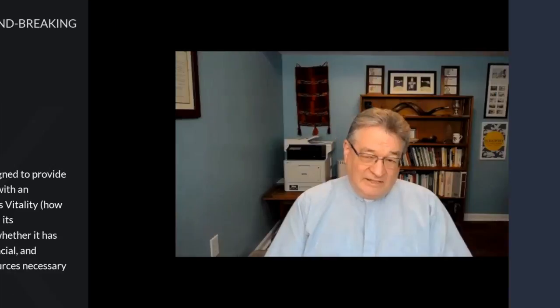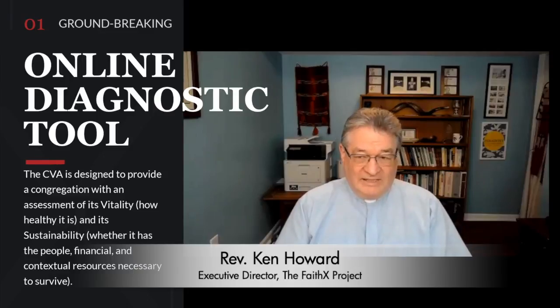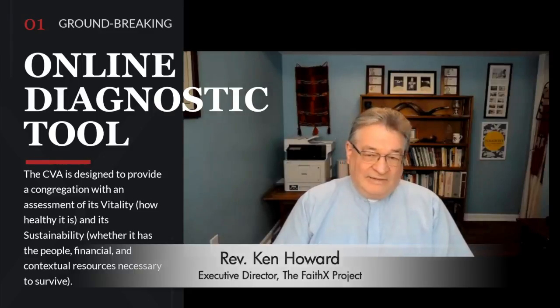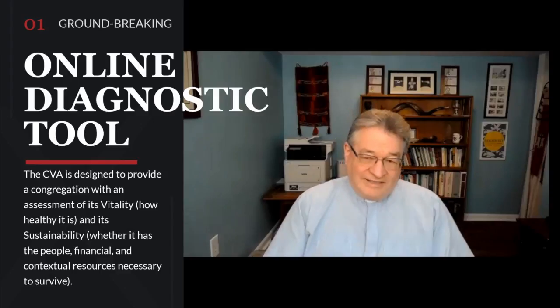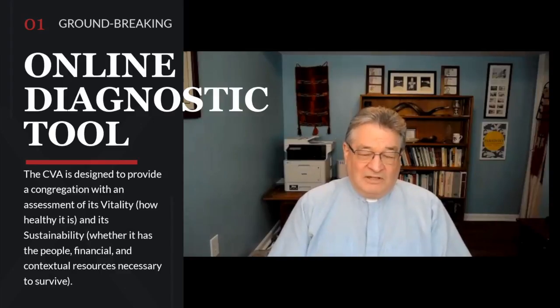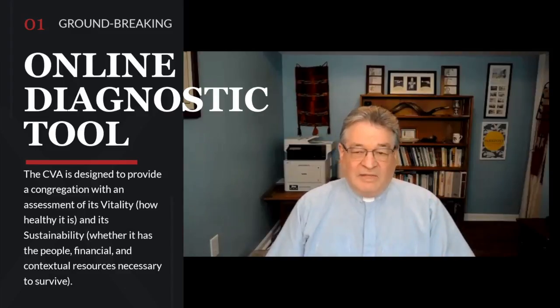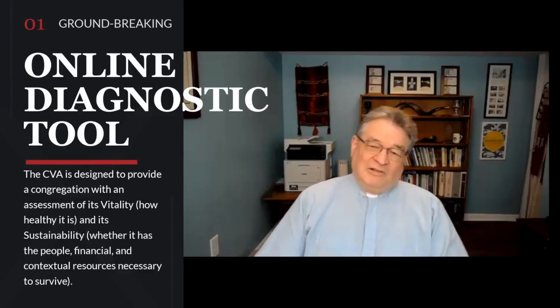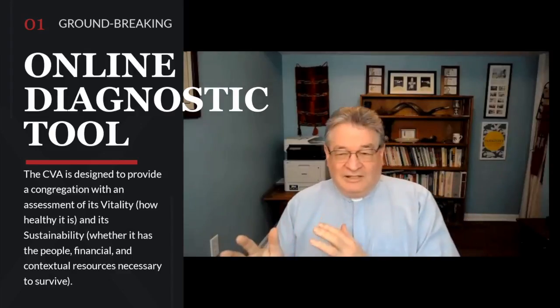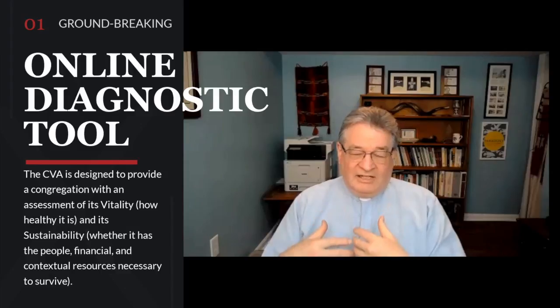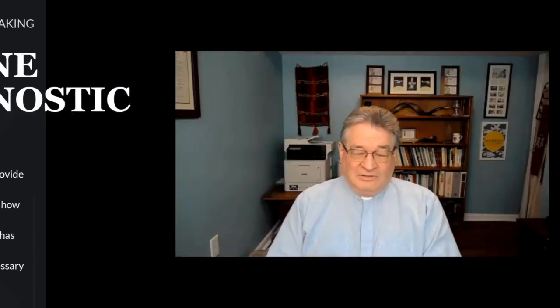The CVA stands for the Congregational Vitality Assessment. It's now a 70-question criterion-referenced organizational behavior-oriented diagnostic tool, which helps congregations take a look at 10 areas of congregational vitality and 2 areas of congregational sustainability. The first one being how healthy they are, and the second one being whether they have the resources internally and externally in their community to be able to survive.